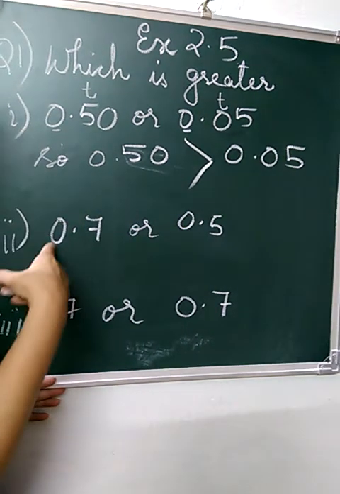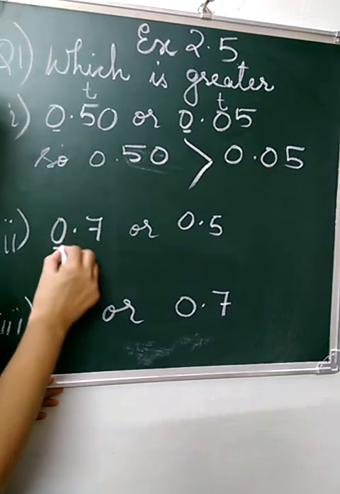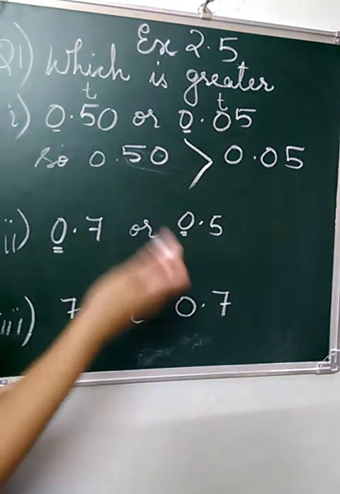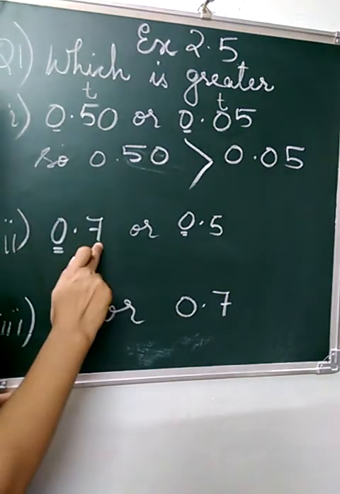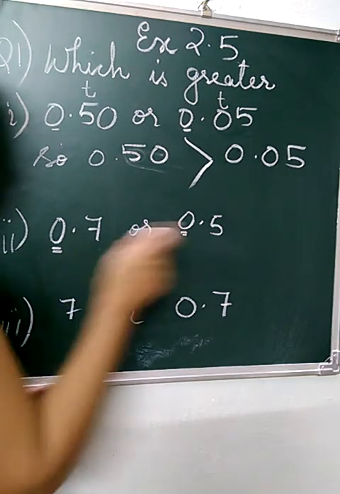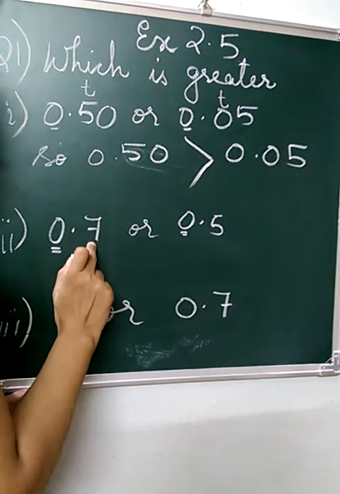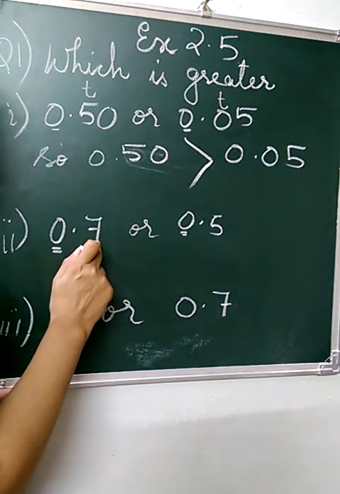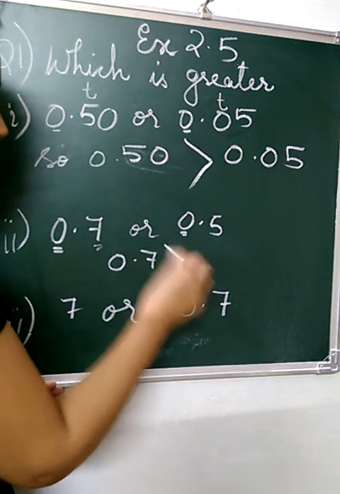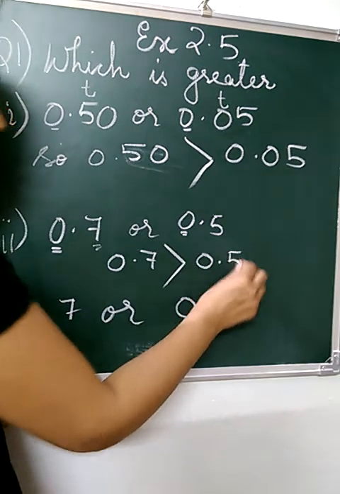Now coming here again, first we check the whole number. 0. Both are equal, so we cannot compare. We jump to the next number. First we check whether it is like or not. 1, 1, like. So 7 or 5. Which is bigger? Obviously 7 is bigger. So this number is greater. So 0.7 is greater than 0.5.